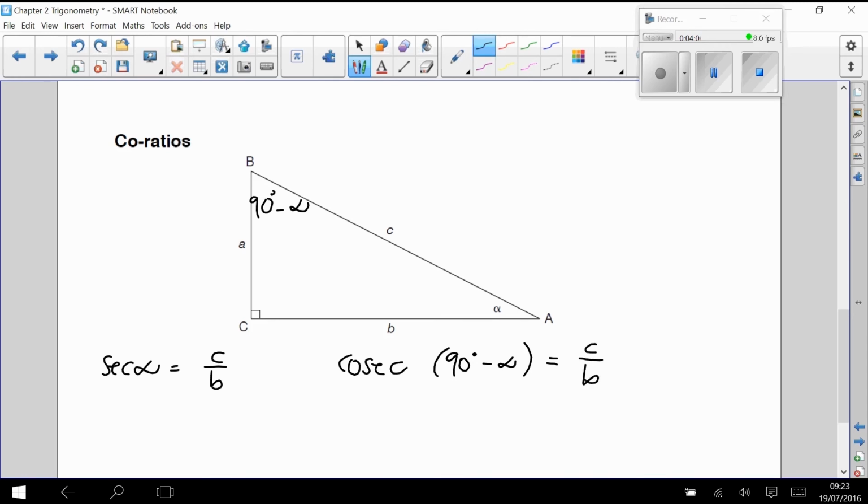And once again, you can see that my ratios have come out identical. So if I have identical ratios, then I have got cofunctions. So lastly, sec of alpha is the same as its cofunction cosec of its complementary angle.